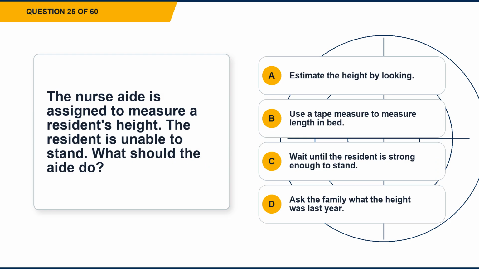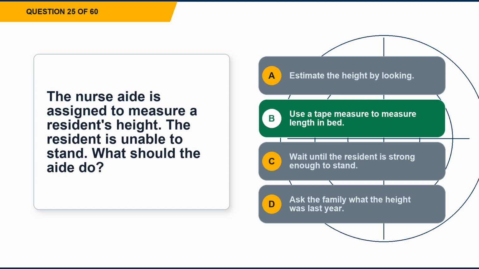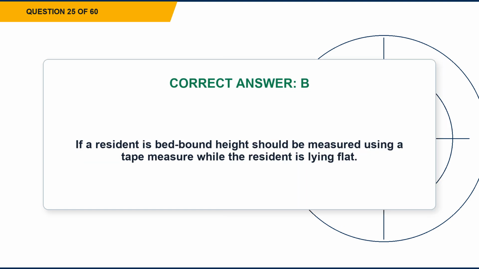Question 25. The nurse aide is assigned to measure a resident's height. The resident is unable to stand. What should the aide do? Option A. Estimate the height by looking. Option B. Use a tape measure to measure length in bed. Option C. Wait until the resident is strong enough to stand. Option D. Ask the family what the height was last year. The correct answer is option B. Use a tape measure to measure length in bed. Explanation. If a resident is bedbound, height should be measured using a tape measure while the resident is lying flat.